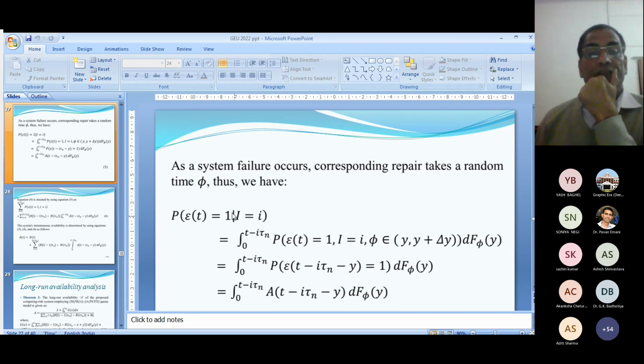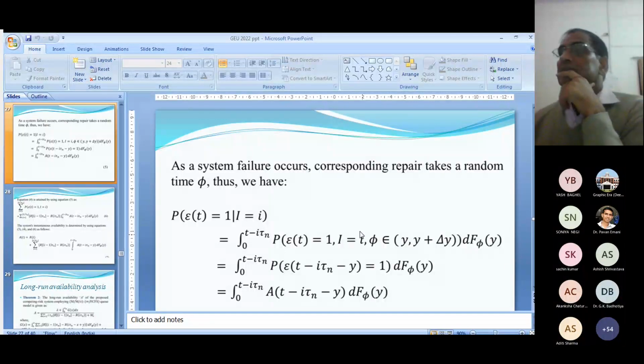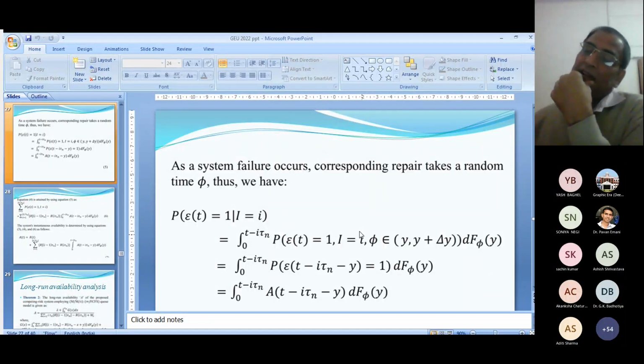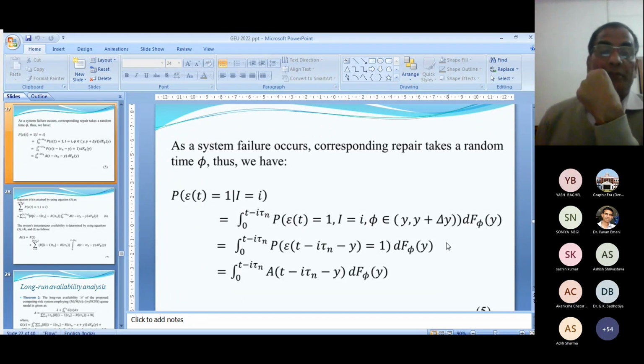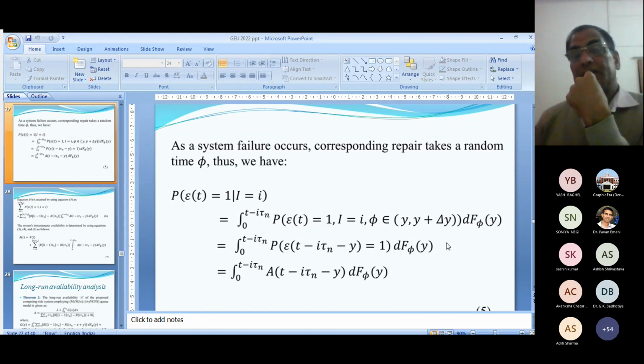The probability of epsilon 1 when i is equal to 1 can be this, y, and y plus delta y is the repair time. Here the repairing action is being performed. This phi is the repair time, and this phi lies between this phi plus and this, which is the probability distribution, including the statistical properties and the mathematical concept.